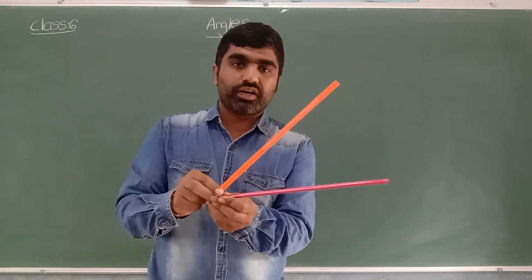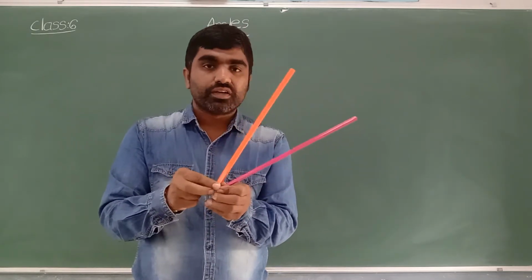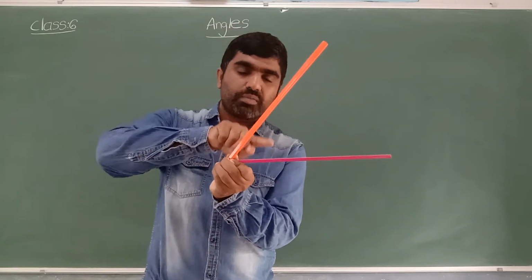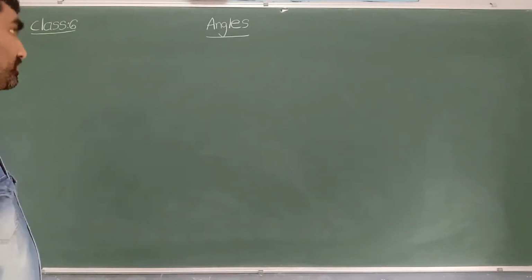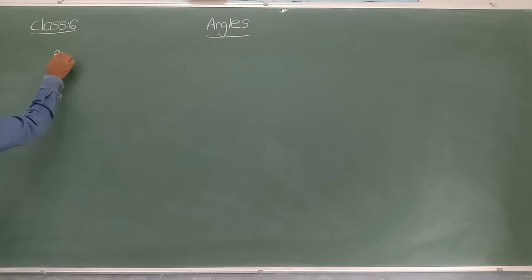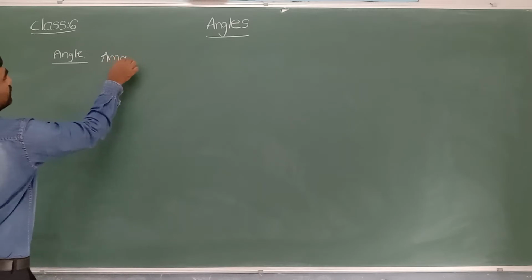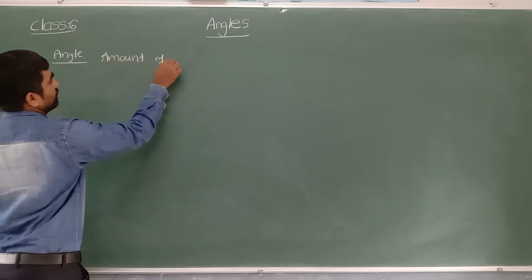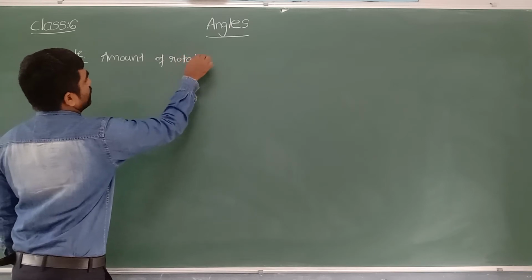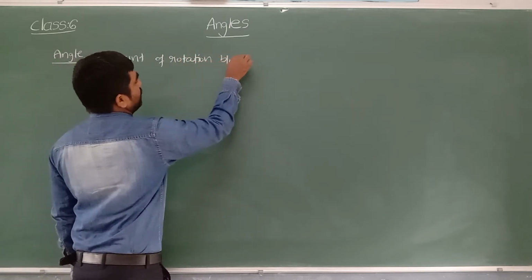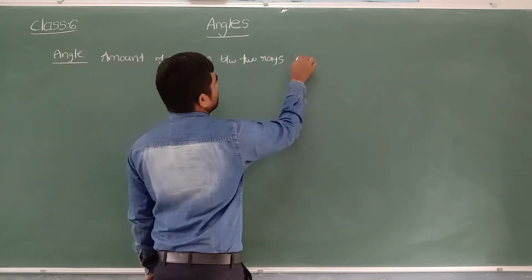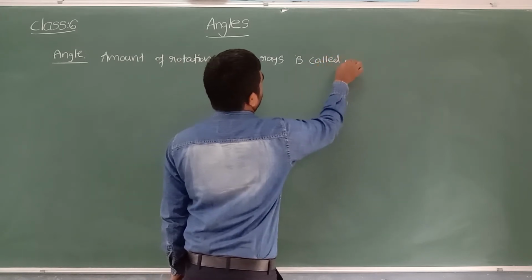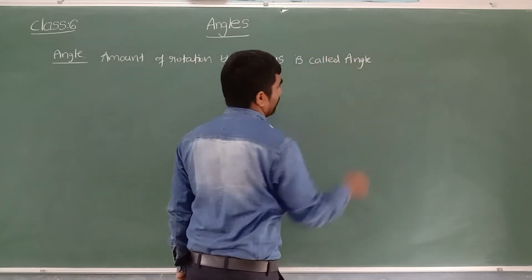Whatever the amount we rotated, the amount of rotation between two rays or two line segments, this amount of rotation is going to be called an angle. What is it again about angle? Angle is nothing but the amount of rotation between two rays. The amount of rotation between two rays is called an angle.